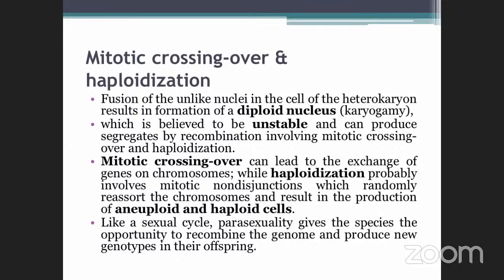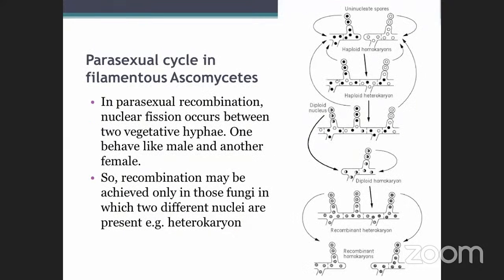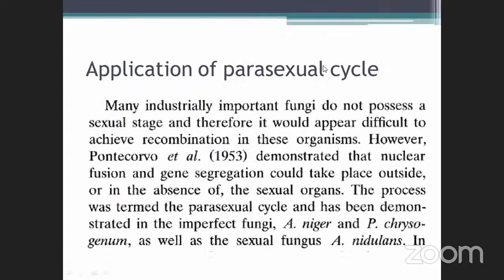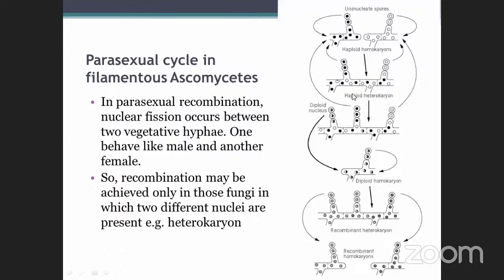The parasexual cycle is a natural process, but you can also induce it through some chemicals. So you can see over here, the two nuclei come together. A haploid karyon will occur. The same cell has a dark dot and a white dot. And now a diploid cell will be there.